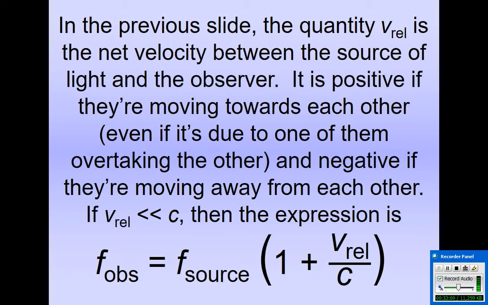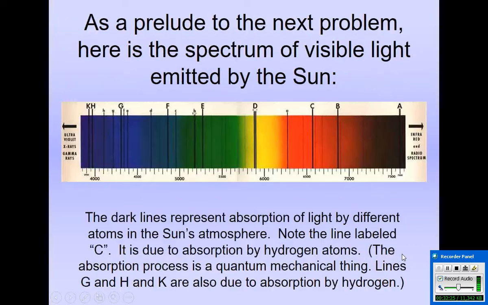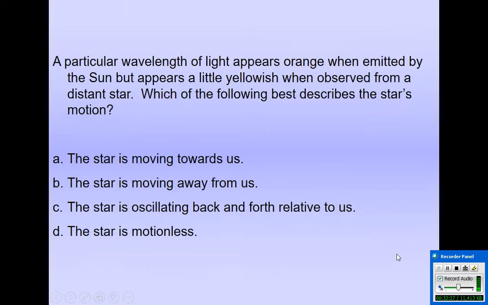How does that affect the frequency? Does the frequency go up or does the frequency go down? If the frequency goes up, then this expression in parentheses must be greater than 1, and that means that VREL is positive. If the frequency goes down, that means that the expression in the parentheses must be less than 1, and that means that VREL is negative. So hopefully that gives you enough information to answer that question.